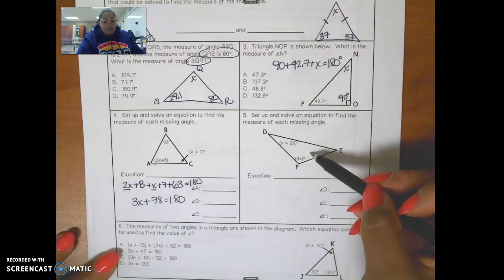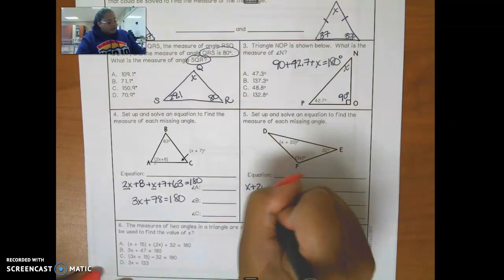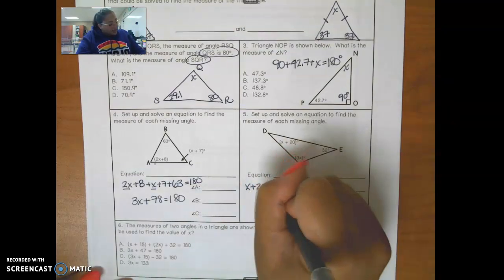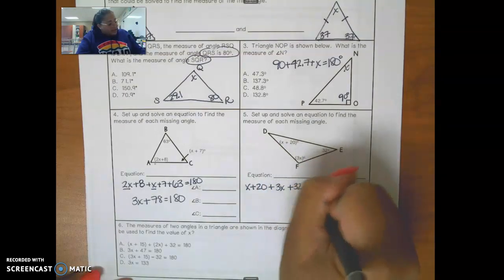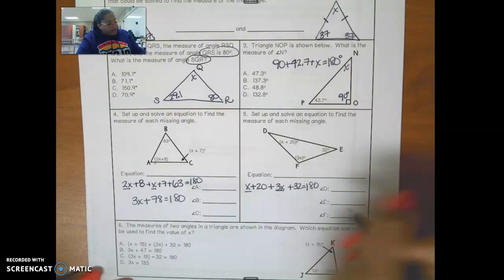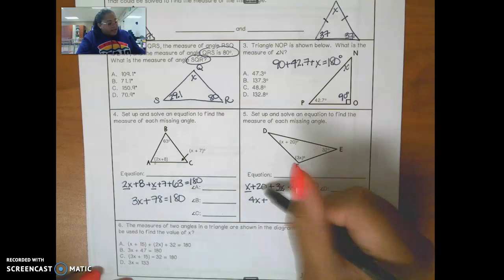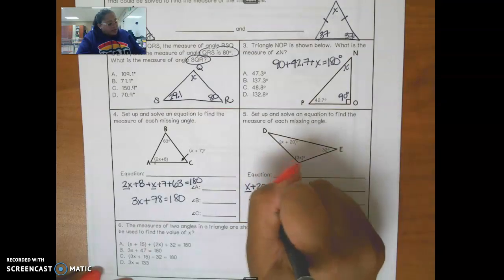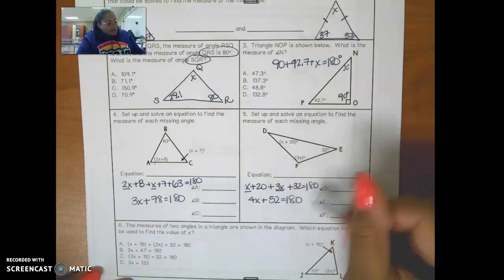Same thing over here. Set up and solve the equation to find the measure of each missing angle. I've got X plus 20 plus 3X plus 32 equals 180. I'm going to combine my 3X and my 1X to give me 4X. And then I'm going to add my 20 to my 32, which gives me 52. 4X plus 52 equals 180. Solve for X and then plug it in.